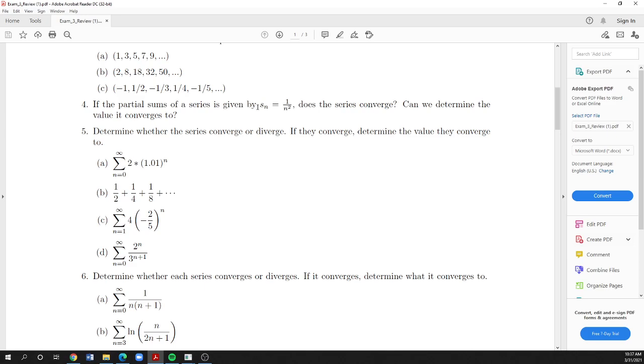We have sum n equals 0 to infinity of 2 times 1.01 to the n. And here's where we keep in mind the basic divergence test. So we have limit as n goes to infinity of 2 times 1.01 to the n. I'm taking some number. It's getting bigger and bigger and bigger. And so this goes to infinity.